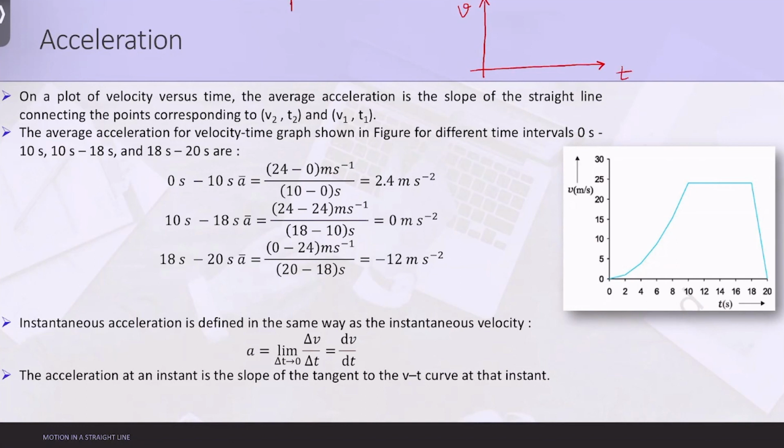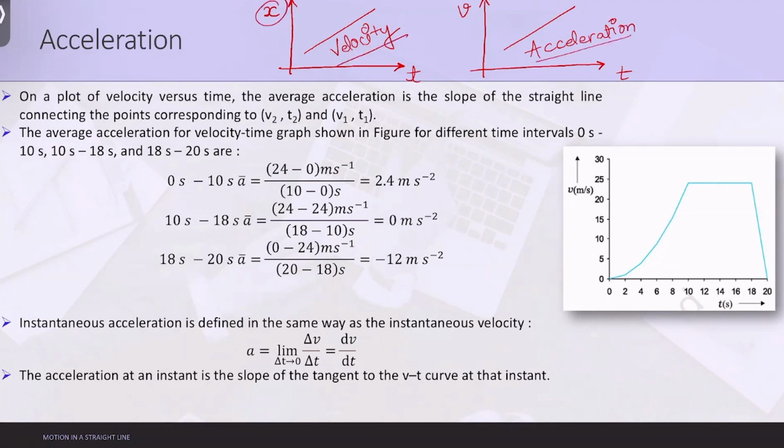Please remember, the slope of the straight line in a position-time graph tells you what? It tells you the velocity. Similarly, the slope of the straight line on a plot of velocity versus time gives you the acceleration. So these were two different concepts. The only thing which is changed is the y-axis. Okay. So on a plot of velocity versus time, the average acceleration is the slope of the straight line connecting the points corresponding to v2, t2 and v1, t1. So there, this would have been v2, t2 and this would have been v1, t1.